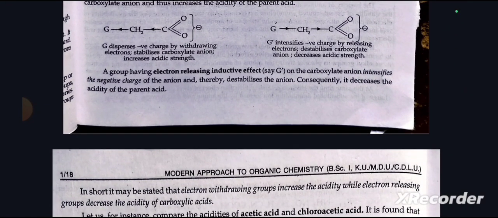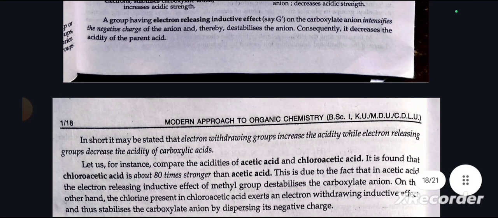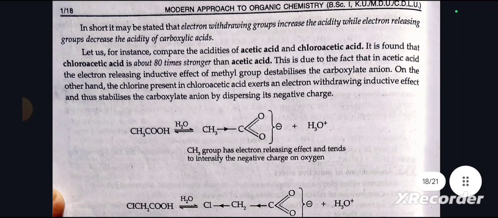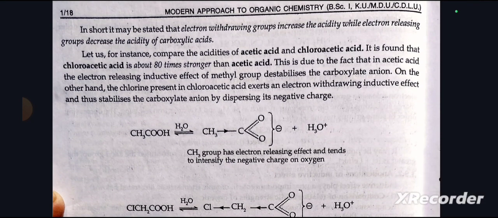A group having electron releasing inductive effect, say Z dash, on the carboxylate ion intensifies the negative charge of the ion and thereby destabilizes the ion. Consequently, it decreases the acidity of the parent acid. In short, it may be stated that the electron withdrawing group increases the acidity while electron releasing group decreases the acidity of carboxylic acid.